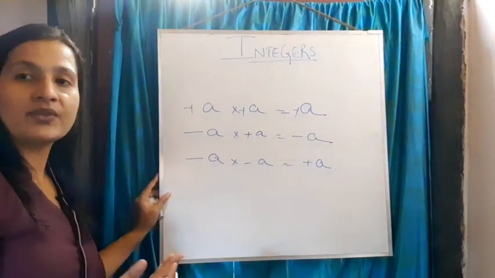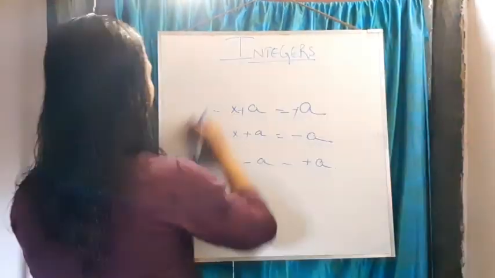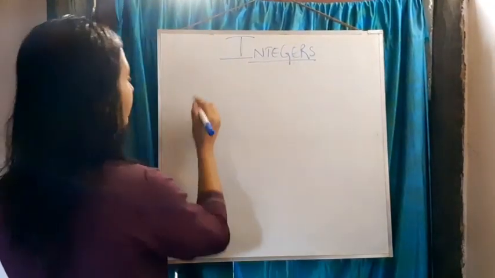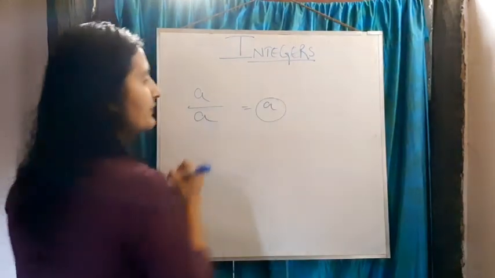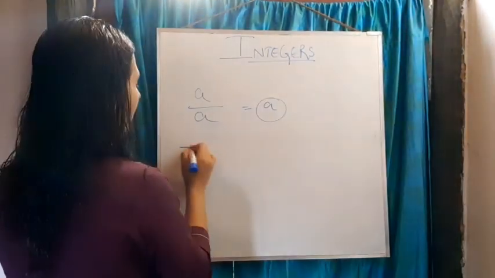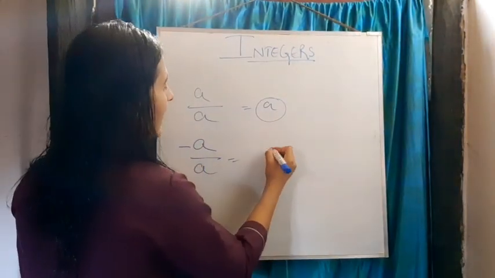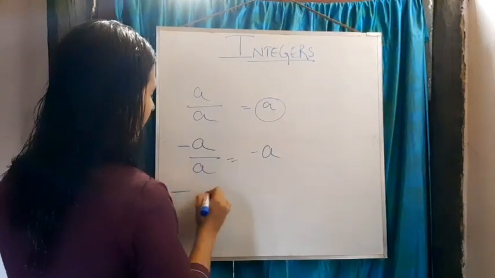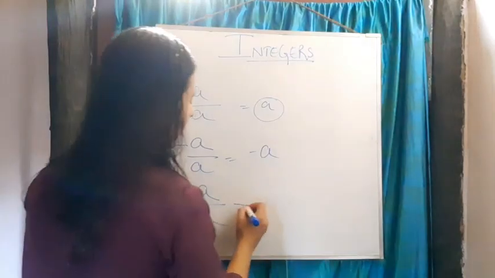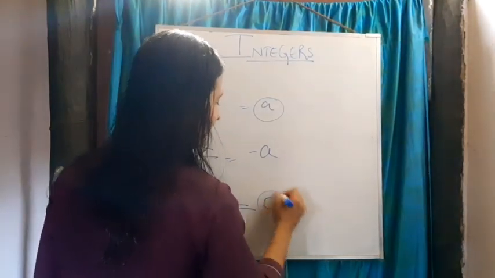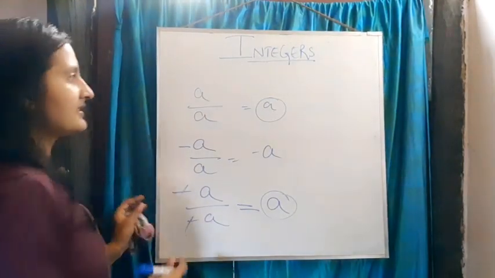The same goes for division as well. In division, if you divide any number and both are positive, then you will get a positive result. If one of them is negative, then the answer will be negative. And if both are negative, then the negatives will cancel out and you will get positive. I hope this is clear to you.